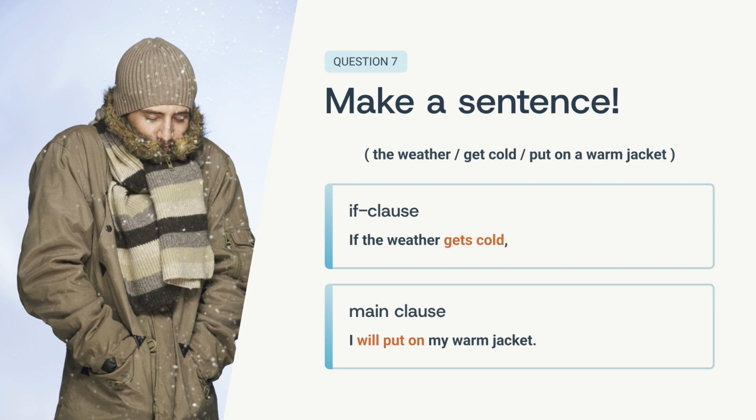Look at question 7. Make a sentence. Using the clue words the weather, get cold, and put on a warm jacket, what is our sentence? The if clause is, if the weather gets cold. The main clause is, I will put on my warm jacket. Putting them together, our complete sentence is, if the weather gets cold, I will put on my warm jacket.